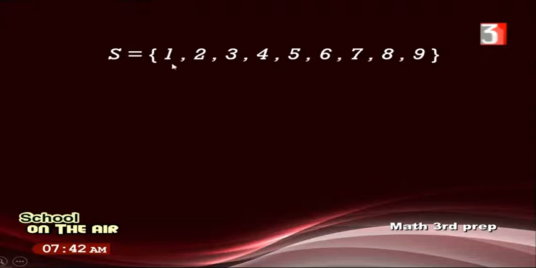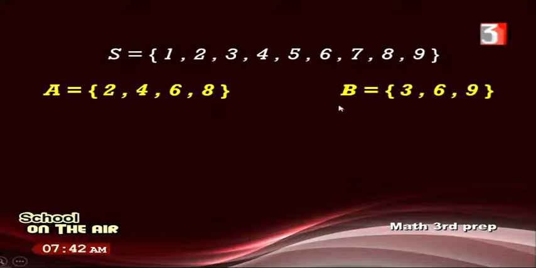Sample space S is {1, 2, 3, 4, 5, 6, 7, 8, 9}. The event A equals {2, 4, 6, 8}. The event B, the number divisible by 3, equals {3, 6, 9}. And the event C, we will search for a prime number greater than 5, just 7.